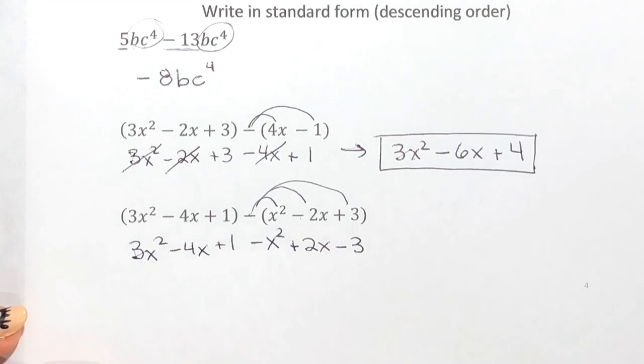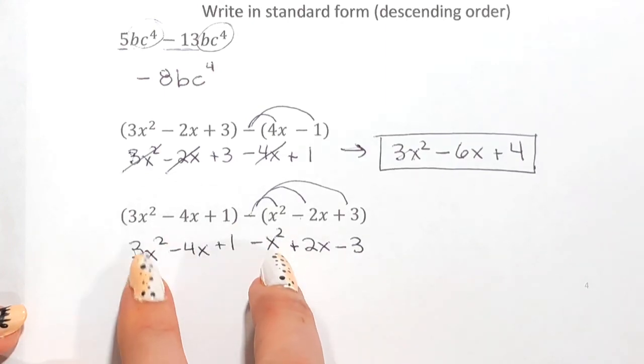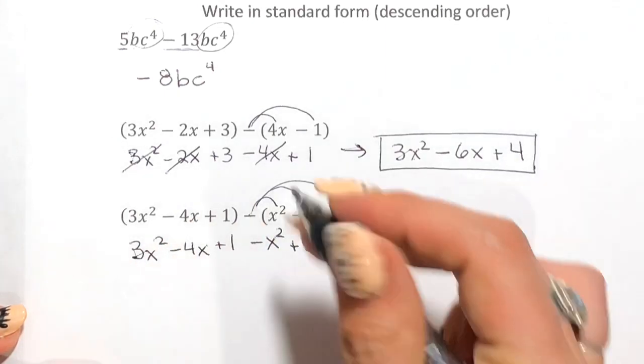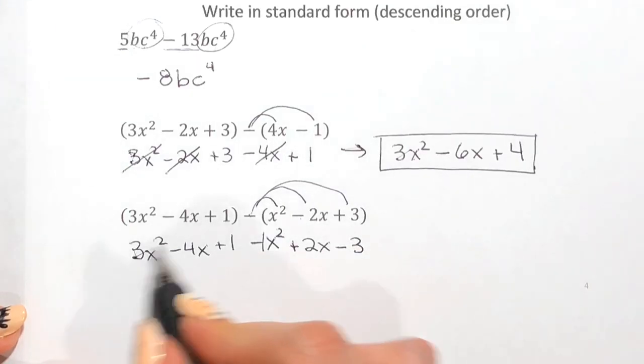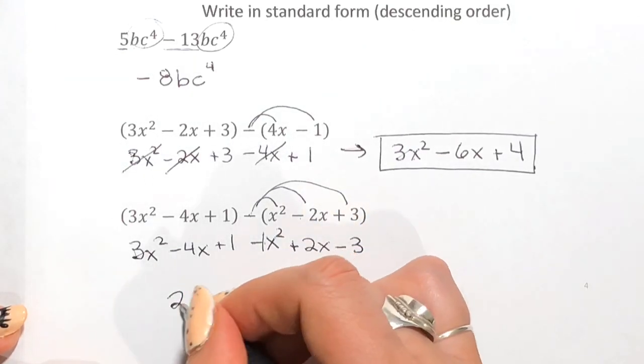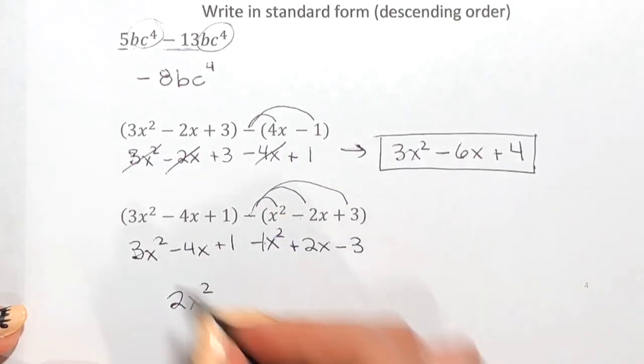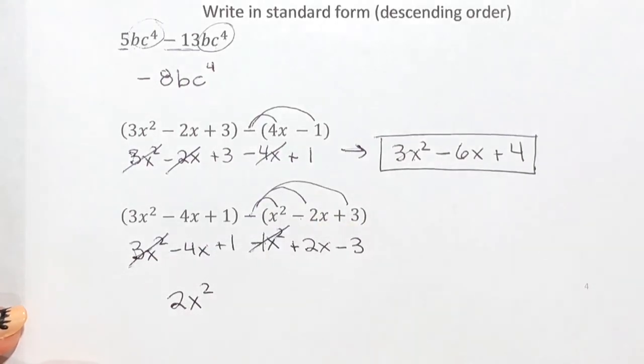And then let's do the x squareds first. I have a 3x squared, and I also have a negative x squared. So I can combine these two. 3 subtract 1. Remember, it's like there's a 1 here. 3 minus 1 is 2. So I have 2x squareds. So let's cross those out now.